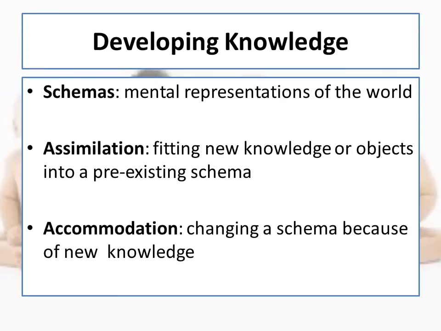There's some important vocab you need to know when it comes to developing knowledge in young children. The first word is schemas, and this refers to a mental representation of the world that a child, or really any individual, creates for themselves. Assimilation refers to fitting new knowledge or objects into a pre-existing schema. And accommodation refers to when you have to change your schema because of new knowledge that you have acquired.